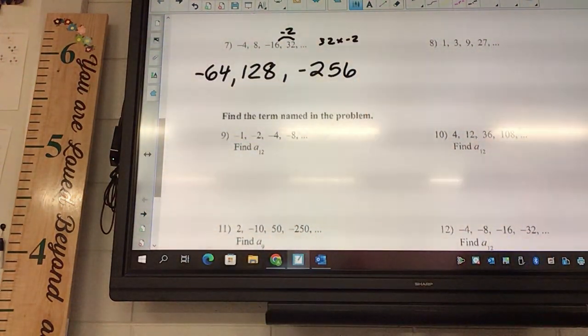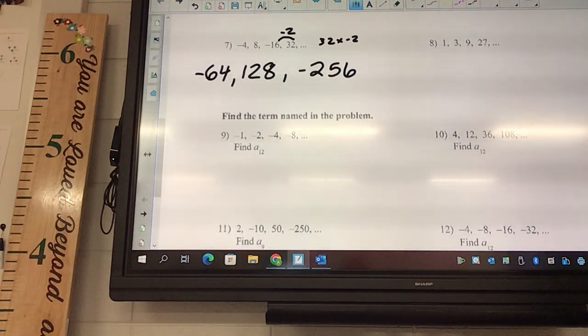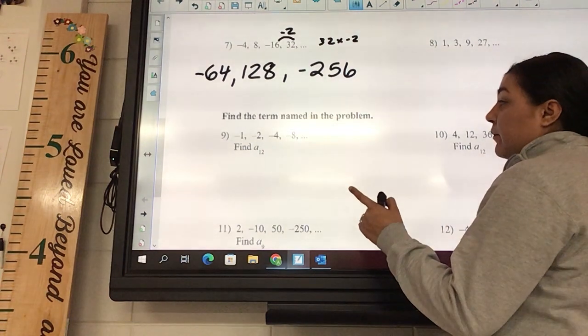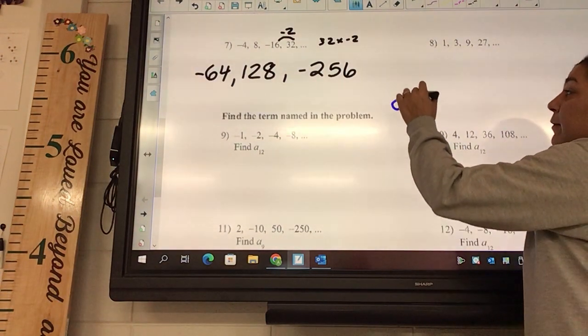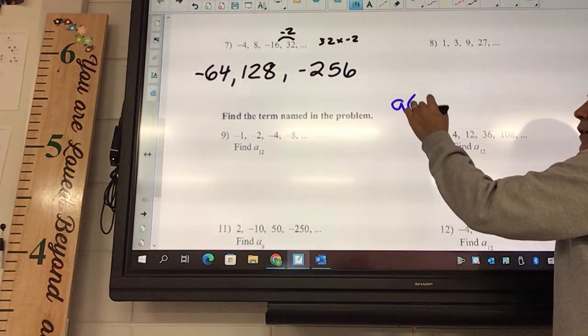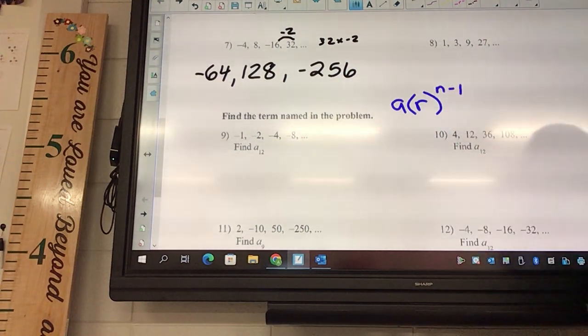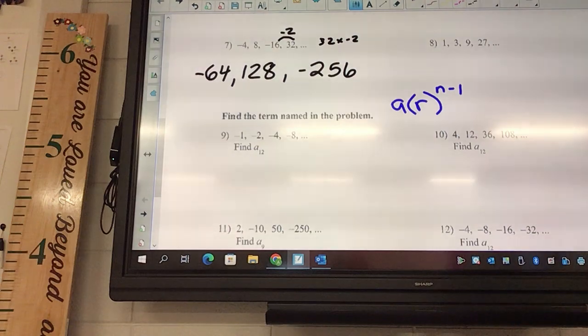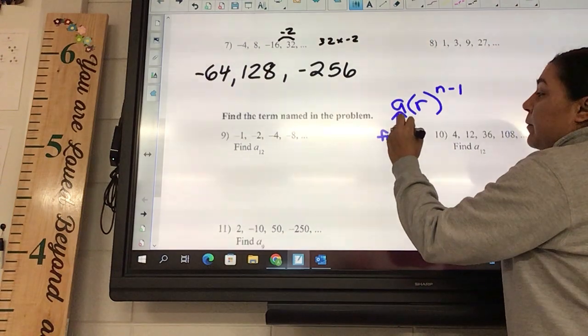Find the term named in the problem. What is the formula? We need a formula for this, so make sure it's on your paper. It's a sub 1, so a sub 1 times r to the n minus 1. What does the a stand for? The first term. So this is our first term.